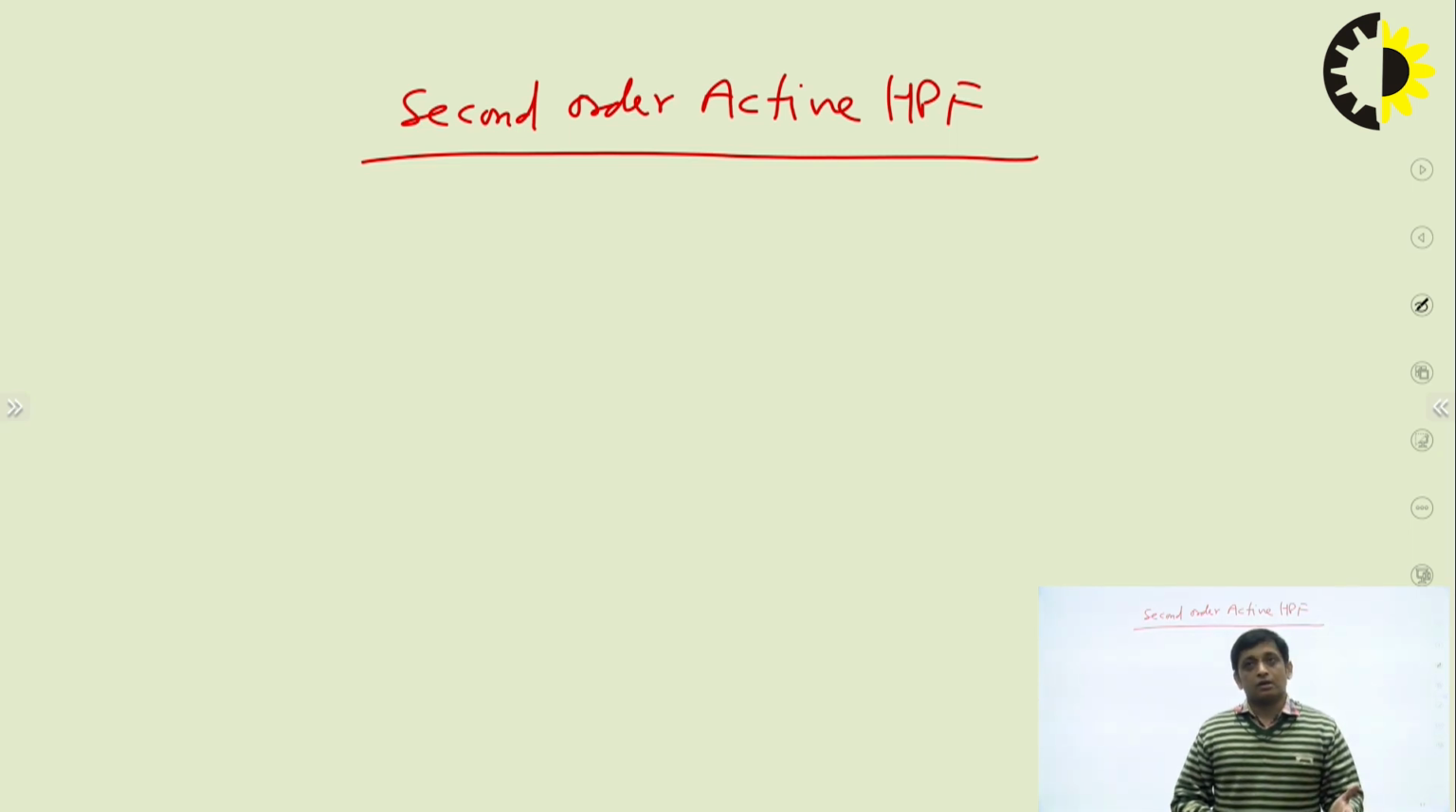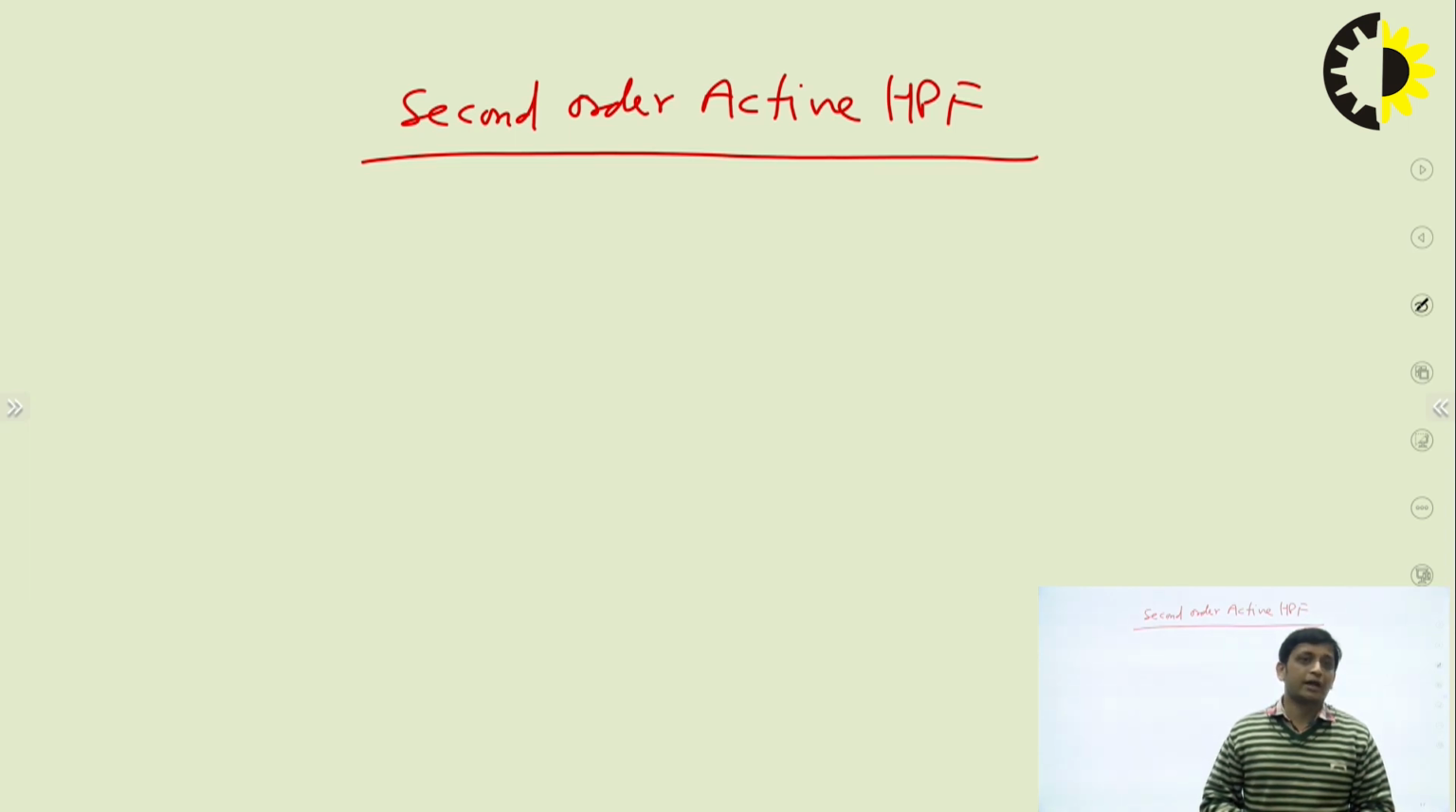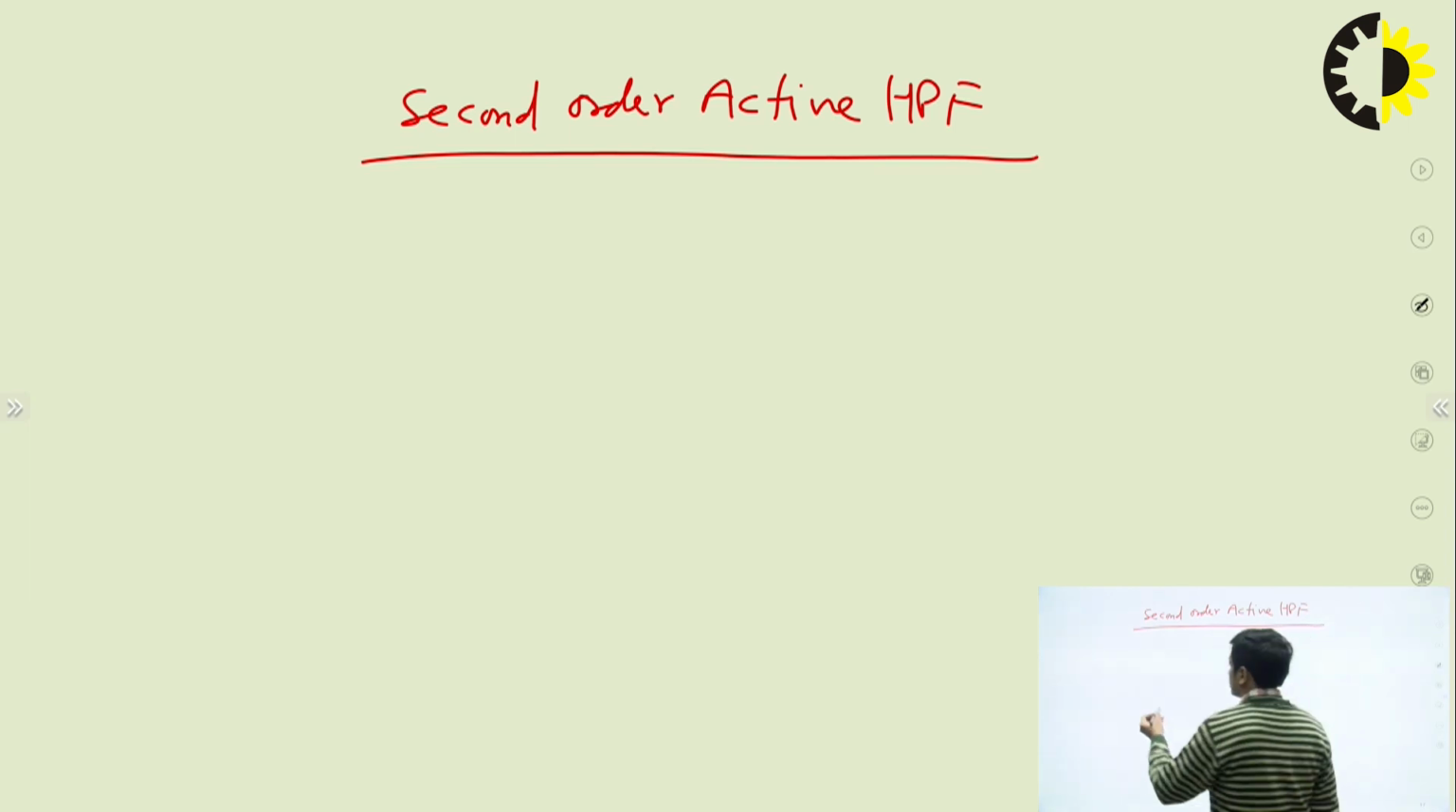See, in the circuit of the second order low pass filter, just replace resistors and capacitors. Just interchange resistors and capacitors. You will get the active high pass filter, the second order active high pass filter. So let's draw the circuit again.